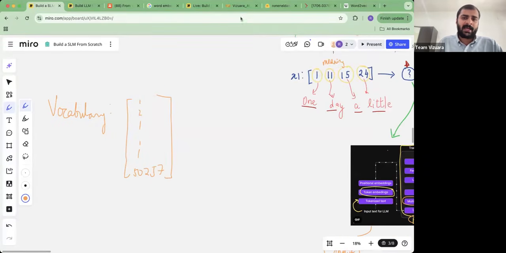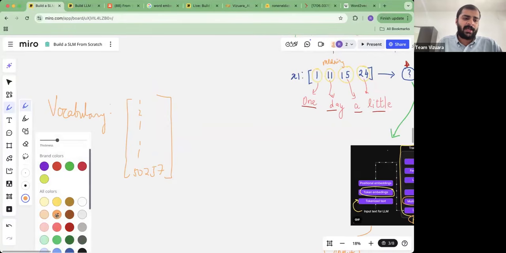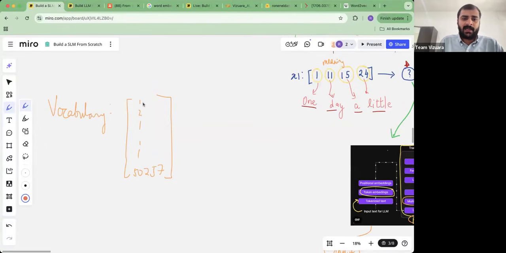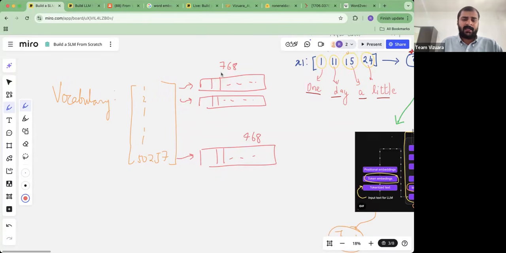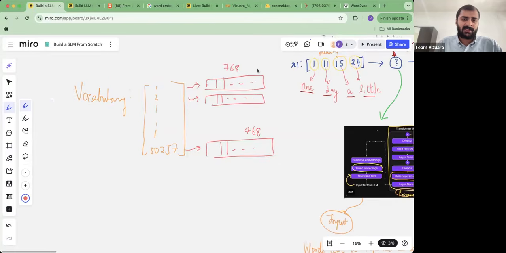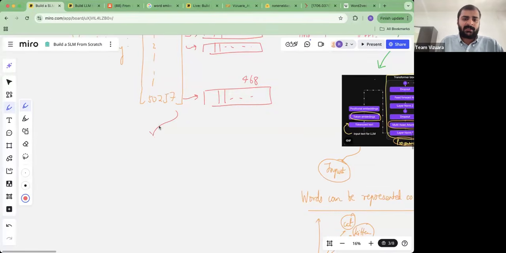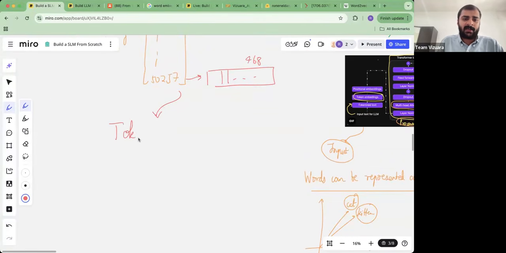What I'm going to do is randomly assign each token ID to a higher dimensional vector. Let's say the token ID number 1 is a 768 dimensional vector. The token ID number 2 is a 768 dimensional vector. The token ID number 50257 is also a 768 dimensional vector. I'm going to assign random values initially. So these vectors are going to be initialized randomly. And this gives rise to something which is called the token embedding matrix.